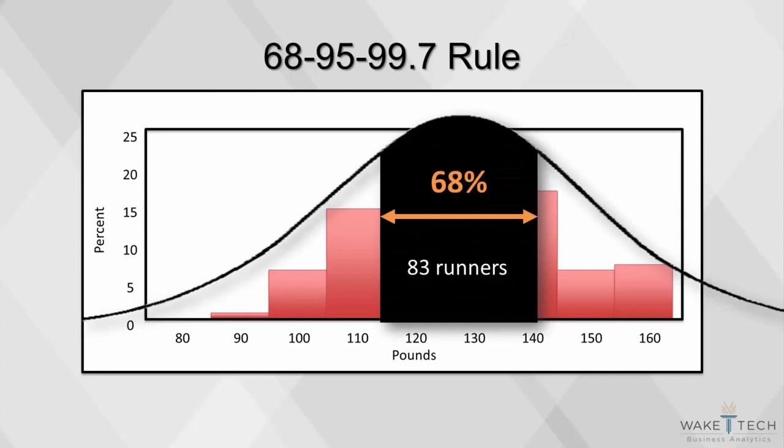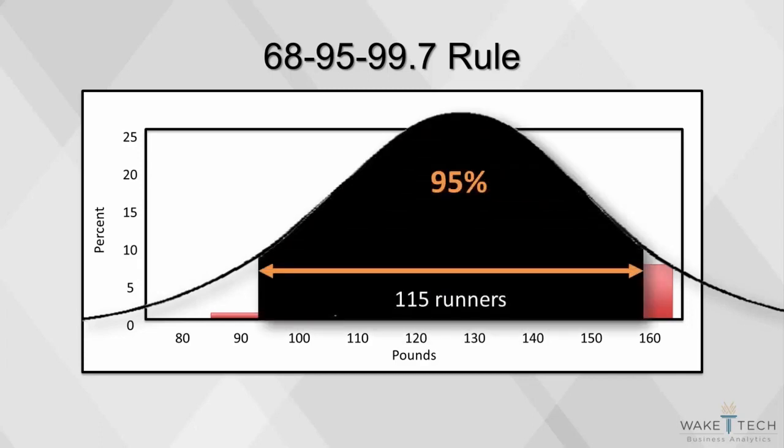68% of our 120 runners is about 83 runners. According to the 68, 95, 99.7 rule, those runners should all fall within 1 standard deviation of the mean weight of 127.8 pounds. That is, 83 of our runners should fall between 112.3 and 143.3 pounds. When we check our data, we see that 79 runners fall within 1 standard deviation of the mean.